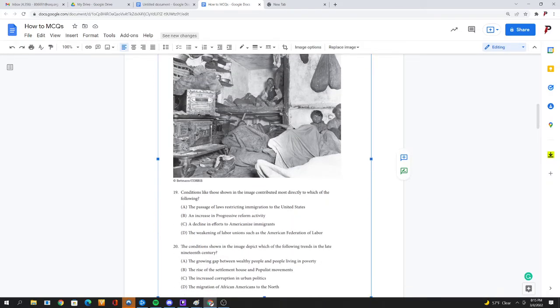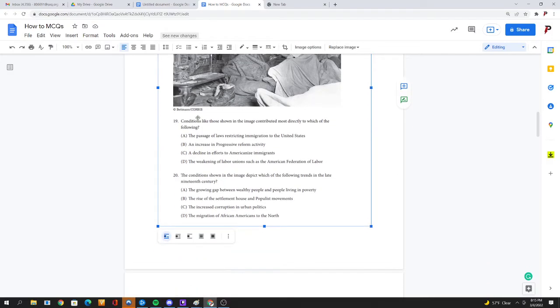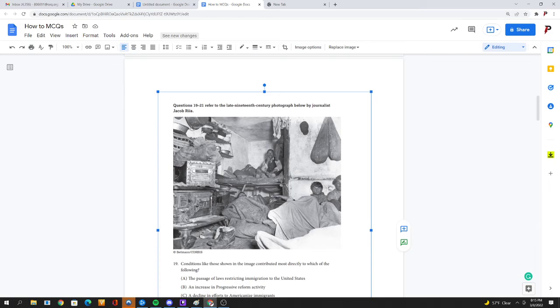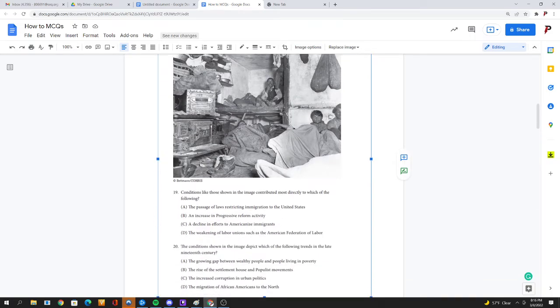Okay? Following that, as I mentioned, 2 out of the 3 or 4 multiple choice questions will be directly related to the stimulus. The other 1 or 2 questions will be a bigger grand scheme question, like in this time period. For example, in this photo, you can see the question asking, conditions like these shown in the image contributed most directly to which of the following? Okay? This is very direct to what is happening in the photo. The answer to this would, of course, be B if you have any knowledge of U.S.